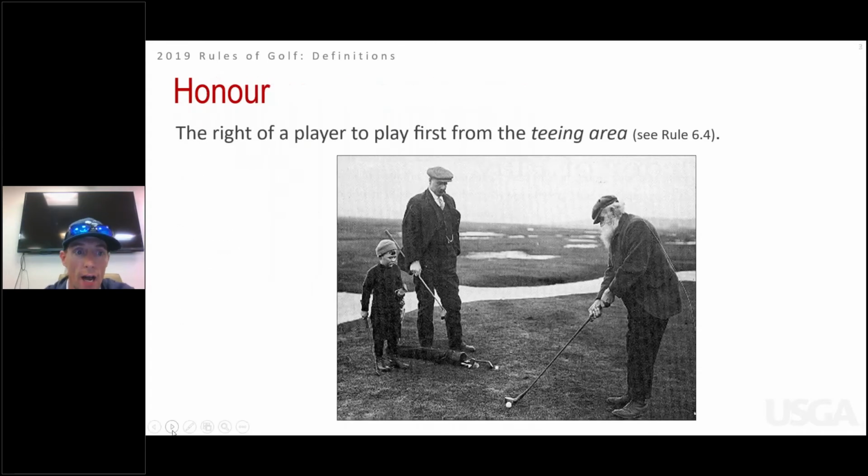So our first term today is honor. And honor is the right of a player to play first from the teeing area. And that's an important thing to understand, honor just deals with when you are on the teeing area. If you need some more information about honor, you want to look at Rule 6.4. Once we leave the teeing area, that term goes away. Again, it is just a term that is used to describe who plays first from the teeing area.